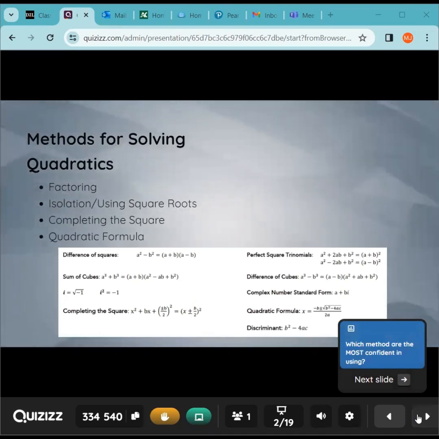Methods for solving quadratics are factoring, isolation using square roots, completing the square, and the quadratic formula.